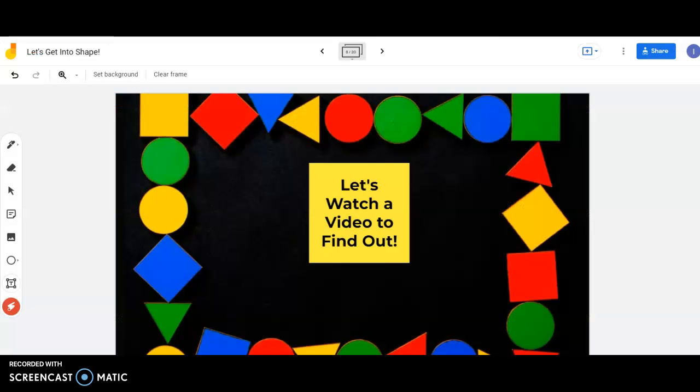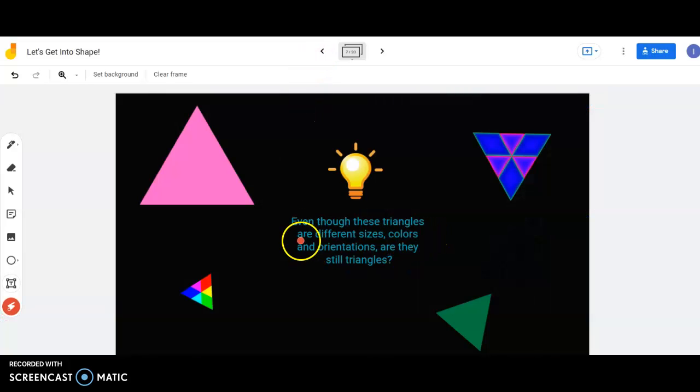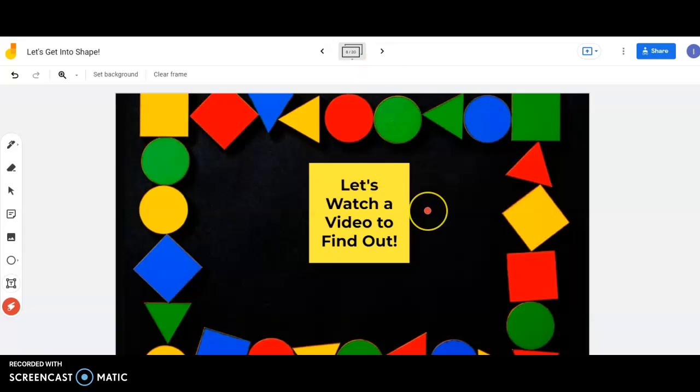Okay, so that answers our question, which was, even though these triangles are different sizes and colors and orientations, are they still triangles? And I hope you said yes, because they are. We know that the red triangles were kind of startled when the blue triangles came, because they were different colors and facing a different way. But now we know that as long as a triangle has three sides, is closed, and has three corners, it's a triangle, no matter its color, the way it's facing, or its size.